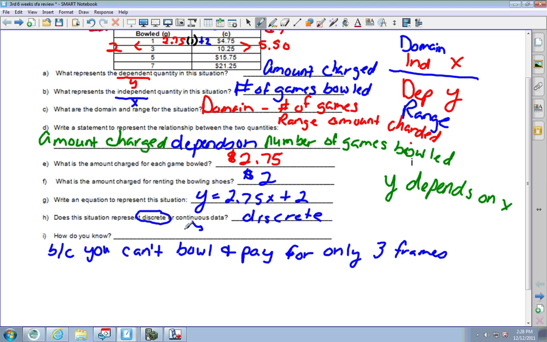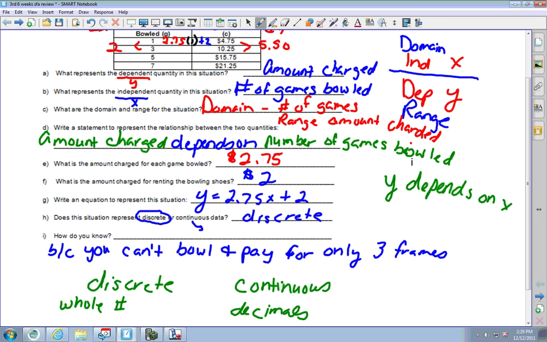Now remember, continuous does not mean that it goes on forever. Discrete means that it is whole numbers, that we can't break it apart. And continuous means that it can be decimals and fractions. Continuous cannot be people, because you can't have 1.5 friends. It's going to be discrete. You're either going to have 1 friend, 2 friends, or 3 friends.